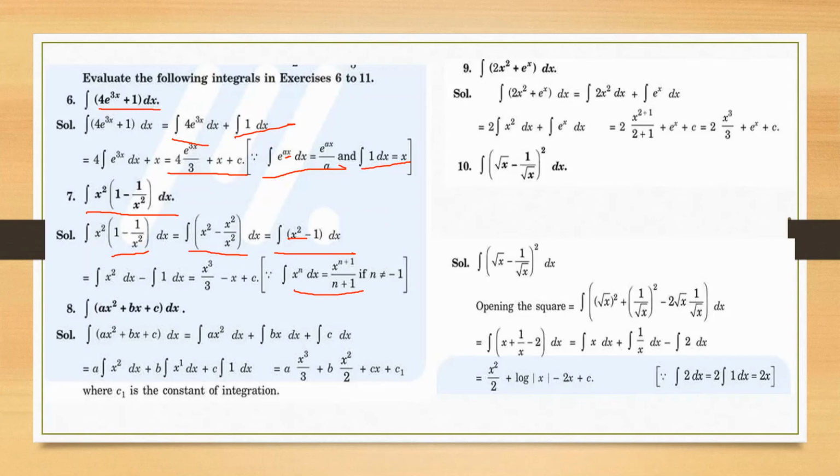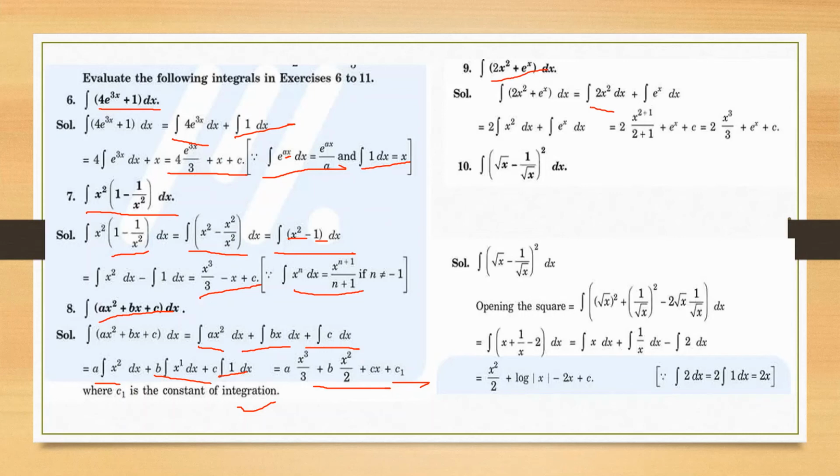Next, the integral of ax square plus bx plus c dx. Again you can open all the integrals. a is constant, so it comes outside. So it will become ax cube by 3, plus bx square by 2, plus cx, and plus c1, where c1 is the constant of integration. Since c is used here, that's why c1 is taken. For this one, separate them: it becomes 2x cube by 3 plus e raised to power x plus c.